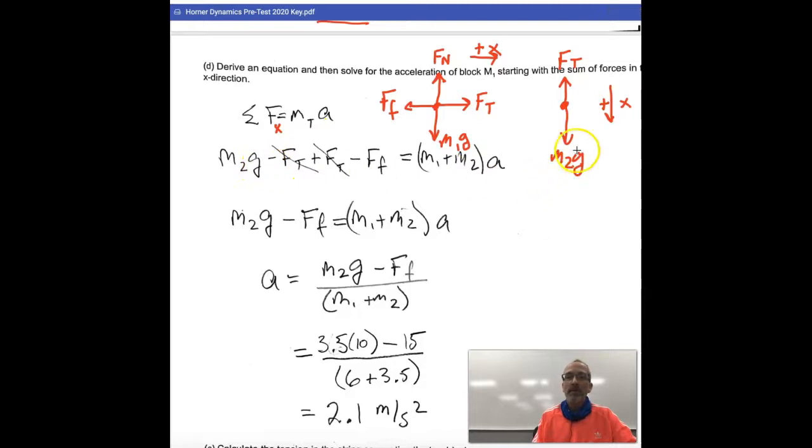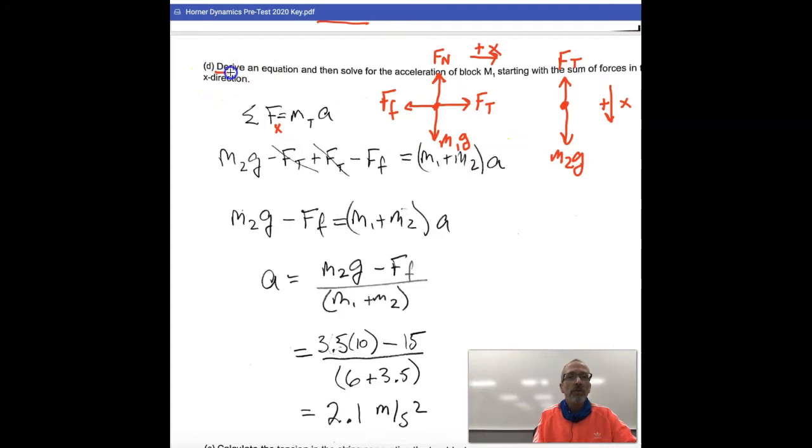Pointing in the positive direction, we have m2g. So we're going to start here with m2g. We're going to subtract Ft, and that's this Ft right here. We're going to add to that this Ft, because remember, we're looking only in the x direction, and this is in the x direction. And we subtract the force of friction because it is in the negative x direction. That's equal to the total mass, so instead of mt, I've put m1 plus m2 times acceleration.